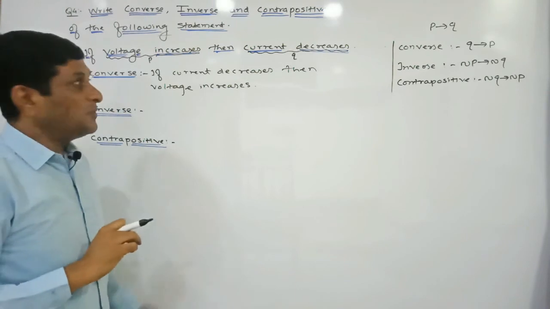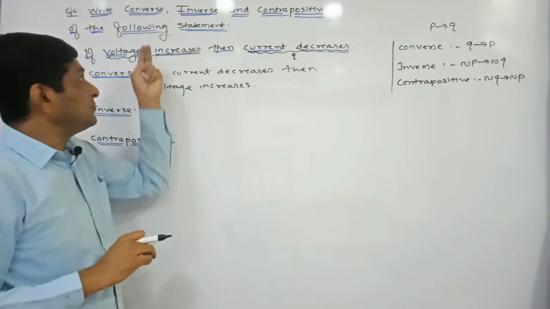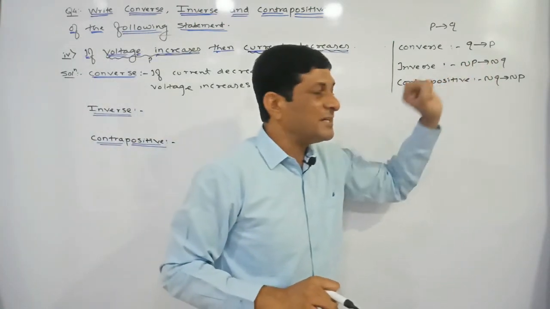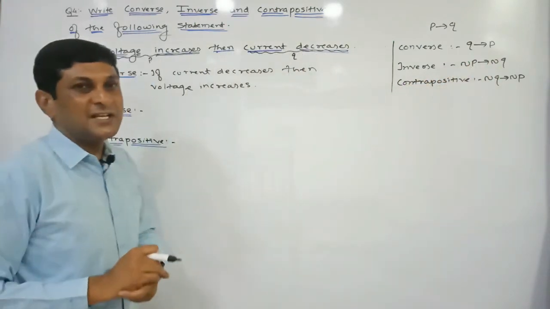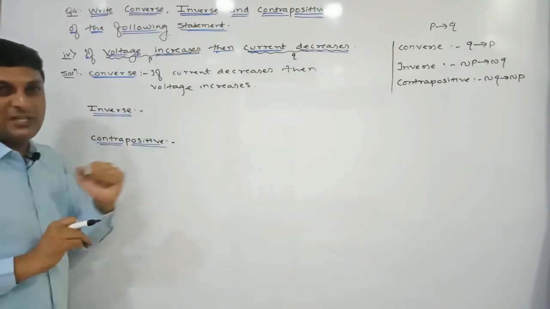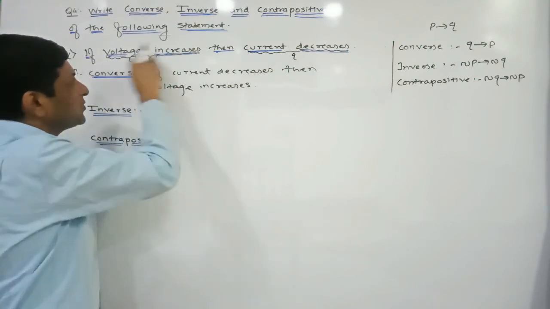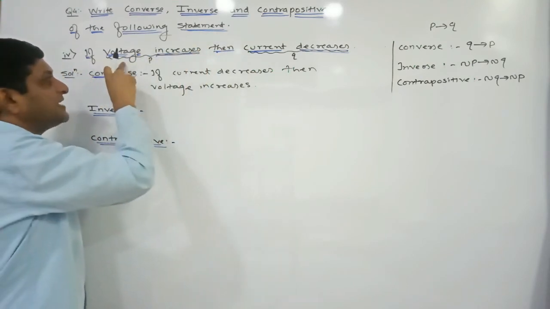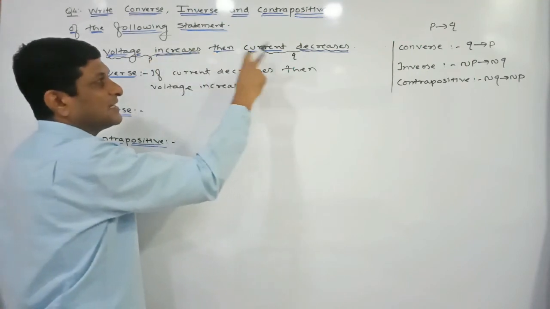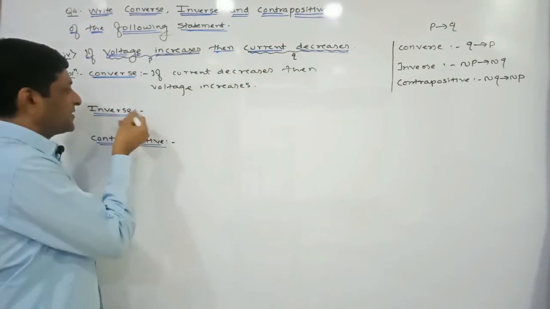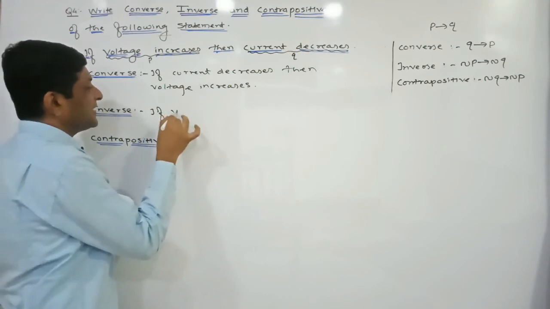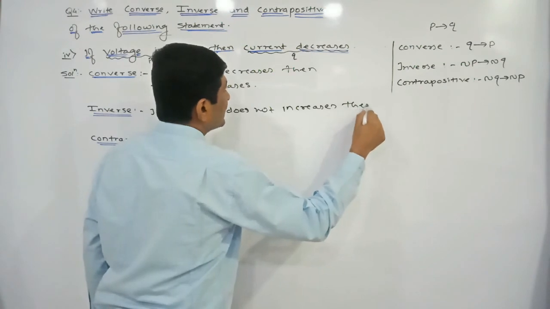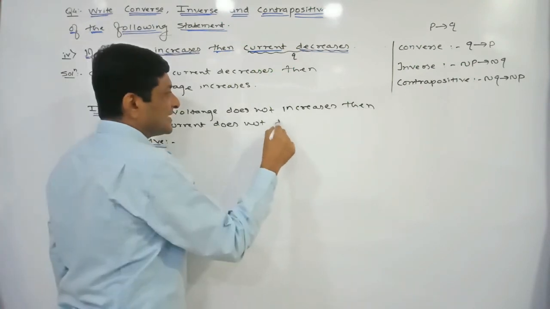Now to find out inverse, whatever the statement is given to us, in both the parts use negation. So in both the parts, means in P also and in second part Q also, if we are using negation, the new statement is called the inverse of the given conditional statement. If we are using not in both the parts, what new statement will we get? If voltage does not increase, then current does not decrease.